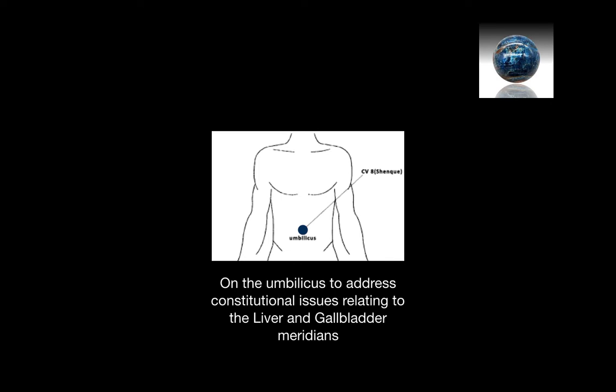Apatite can also be placed on the umbilicus, which is conception vessel 8 point, and this will help with constitutional issues resonating from the liver and gallbladder. I discussed more of those issues in the first video of this series about crystal structure.